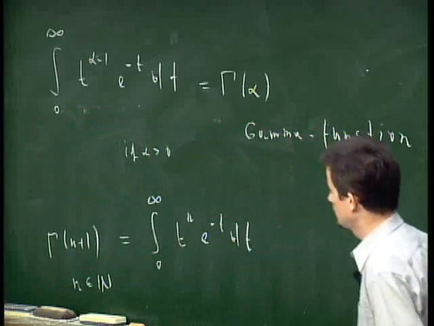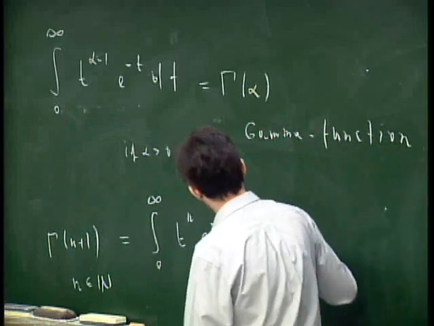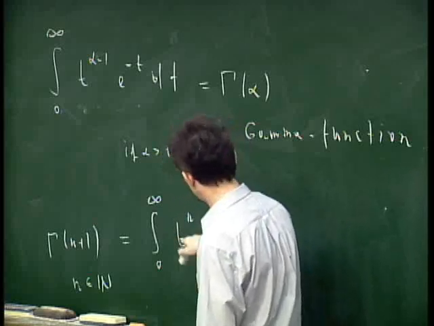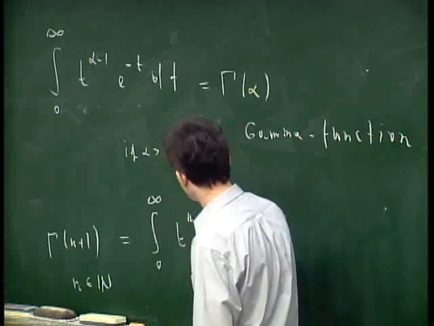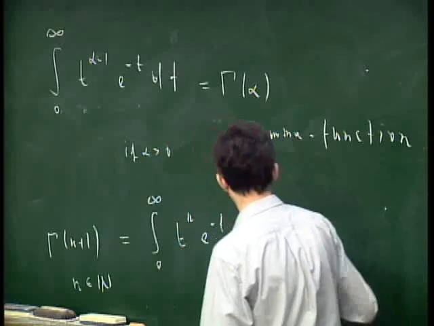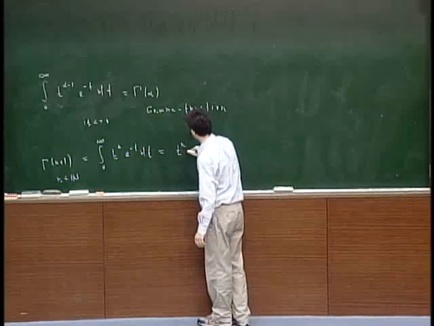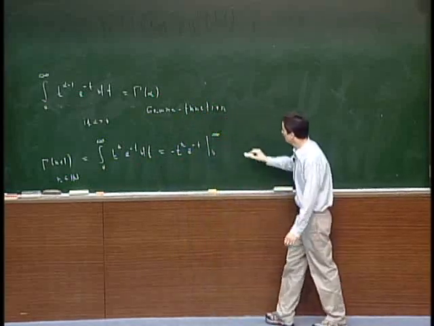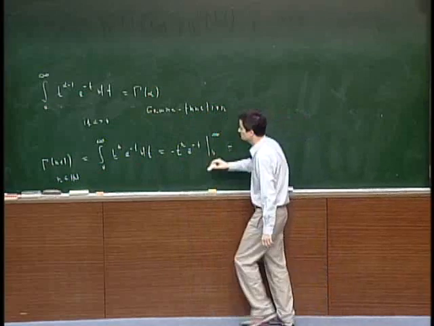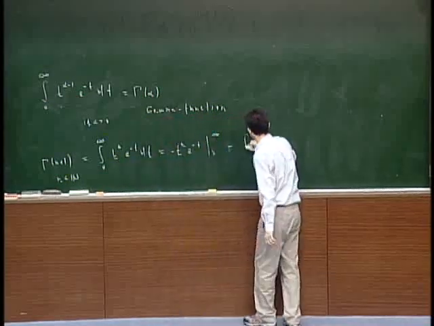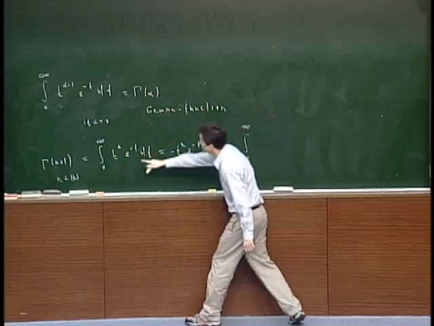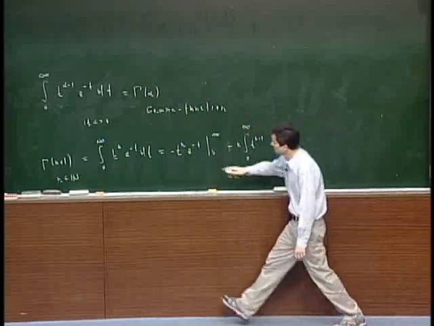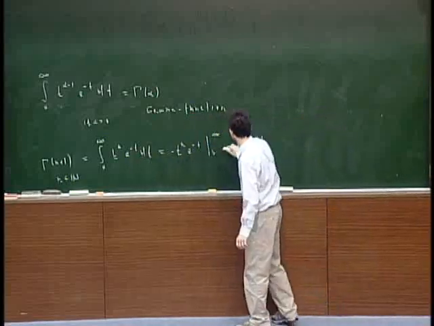Now you see, because n is an integer here, what you're going to use is integration by parts. You differentiate this one, and you integrate this function. So you have t to the n, then integrate this function, so minus e to the minus t, evaluated at 0 and infinity. And then you have minus the integral from 0 to infinity of the derivative of this one, which is n times t to the n minus 1, and the integral of this one, which gives you minus e to the minus t.